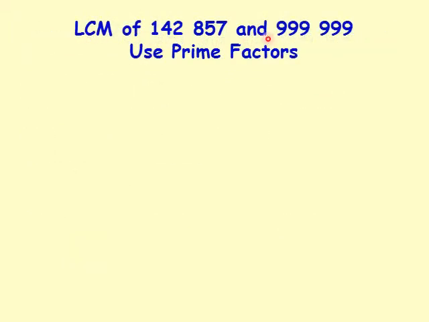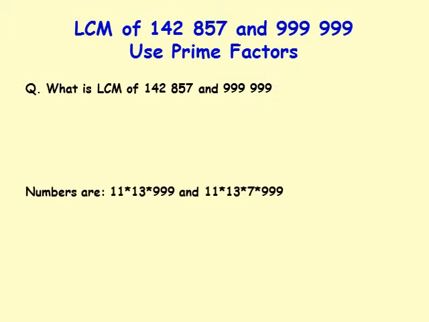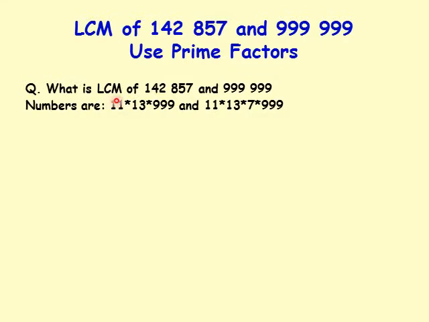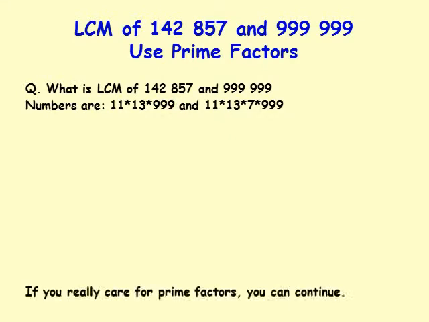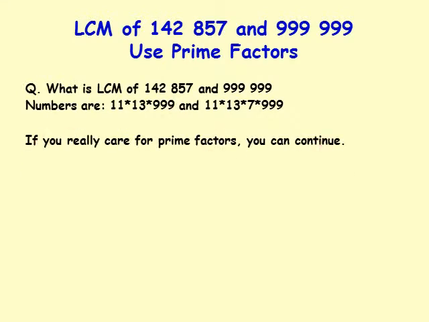Let's see if we need to do prime factors. What's the LCM of 142,857 and 999,999? We already did that. The two numbers were 143 times 999, and 1001 times 999, which we further divide into 11 times 13 times 999 and 11 times 13 times 7 times 999. But we are caring for prime factors here. Instead of doing the factors, we used 999 as a common factor here, which is not a prime. If you really care for prime factors, we can continue from here.